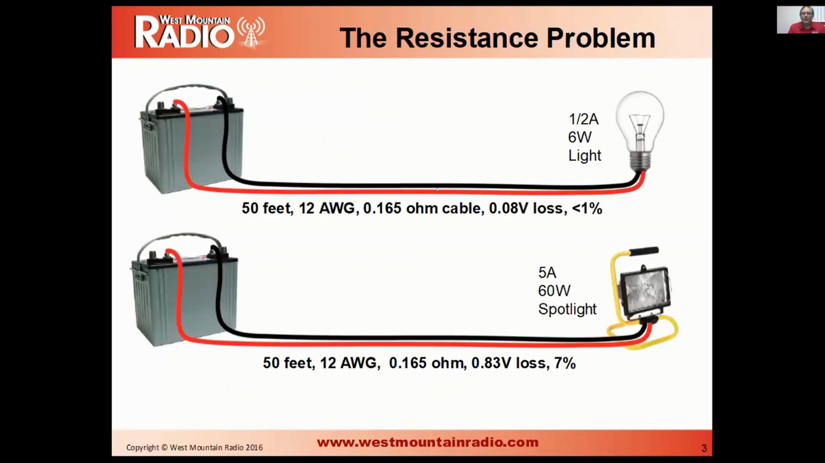Excuse some of the elementary things. I just want to make sure everybody's on the same page about the problems that we're trying to solve here. If we have a 6-watt light bulb at the end of a 50-foot cable, we're going to lose less than 1% of the energy going to that light bulb. We put a 60-watt spotlight at the end of that same cable, and we lose 7%. This is our Ohm's law resistance problem.